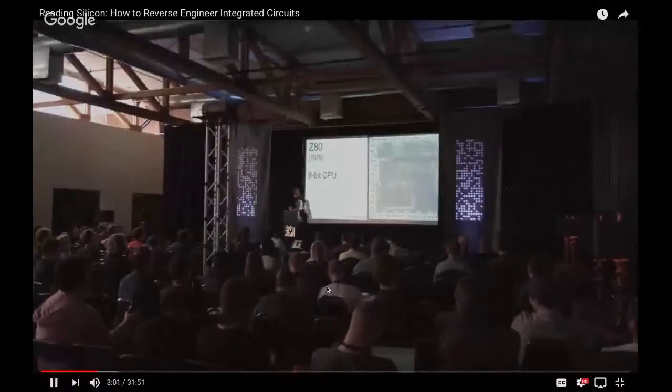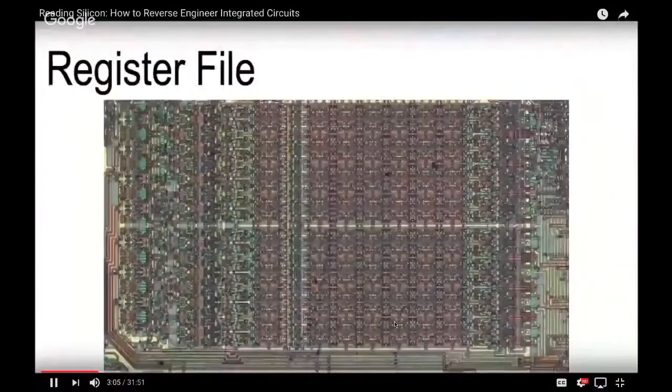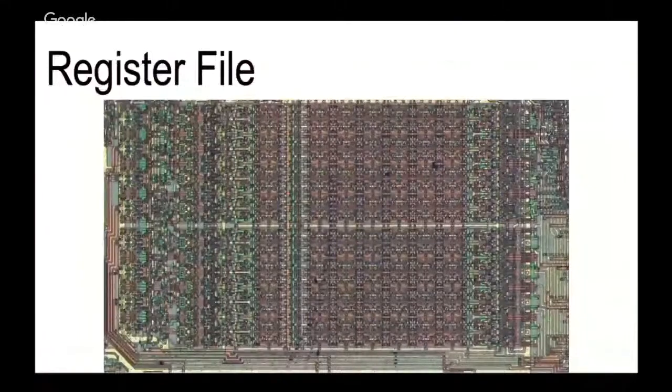Here, and those we can look at in more detail. First block is the register file. Whenever you see a bunch of repeating patterns like this, each one of these little blocks is one bit of storage. So this is the Z80's internal registers. If you count down, there's 16 blocks, so it's a 16-bit register pair. Each column is a separate register.